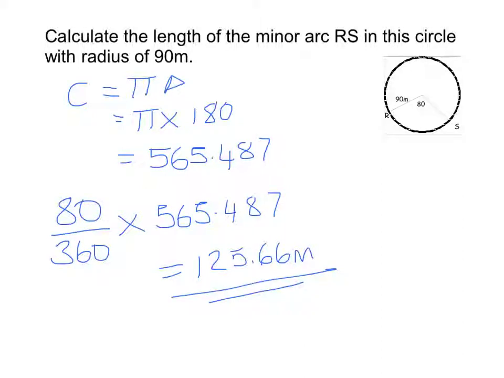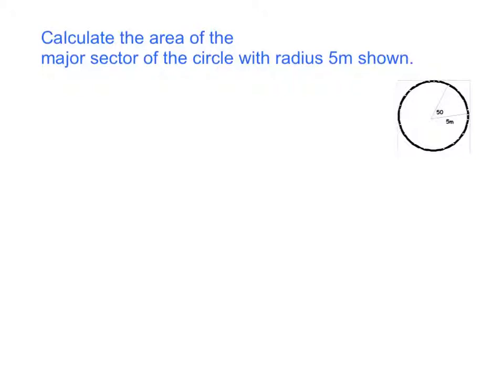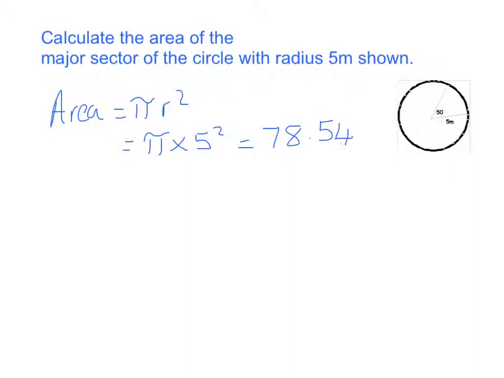That's question 1. Now question 2 asks us to calculate the area of the major sector of the circle with a radius of 5 metres. Now the area of the sector is a fraction of the area of the whole circle, and the area of a circle is pi r squared. So we're going to calculate that first. Pi times 5 squared, which is 78.54.